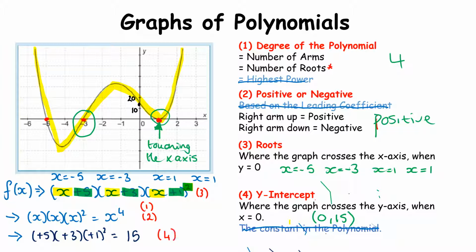So that is because I'm dealing with the constant term. So I don't know what goes in between that x to the power of 4 and the 15. So I'll have something x to the power of 3, something x to the power of 2, something x, and then my 15. But they're the key pieces, and that's what we're going to focus on.